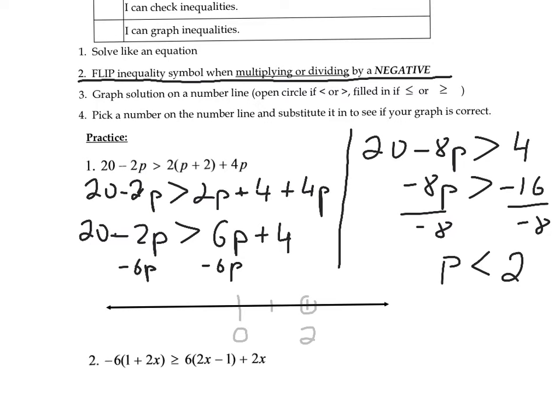And now which part do I shade? Let's say I pick 0. Is 0 less than 2? The answer is yes. That's why I have to shade the left side. So my solution set is all the numbers to the left towards infinity. Anything on the left will work. Now please take a few minutes, try number 2, and then watch my video and see if you did it correctly.